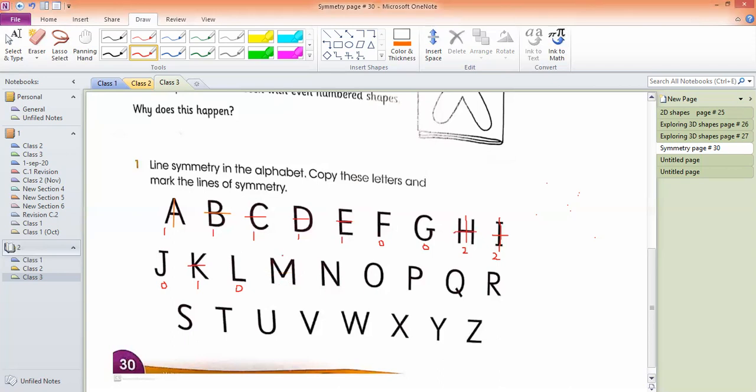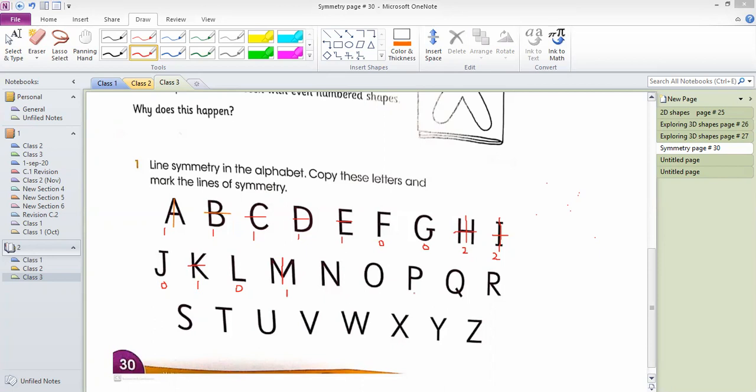But if you draw a vertical line here from the middle, you can see it is symmetric. The left part is the same as the right part. So you will say there is only one symmetry in M. Is that clear, guys? Yes, sir. Very good.